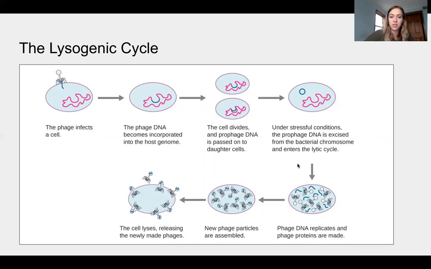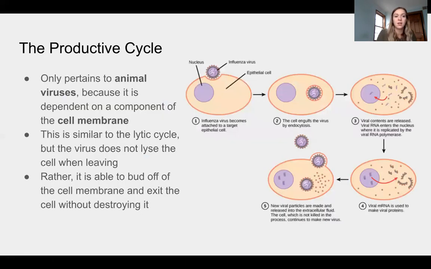Look over this. You can see down here in the bottom part, this looks exactly like our lytic cycle, and that's because it is. The productive cycle only pertains to animal viruses because it plays off a component of the cell membrane. You can't do that in a prokaryote when you have that thick cell wall, because that will inhibit the budding that's necessary for the productive cycle. This is the only one where the cell will not die. The host cell doesn't necessarily die because the virus is able to bud off.